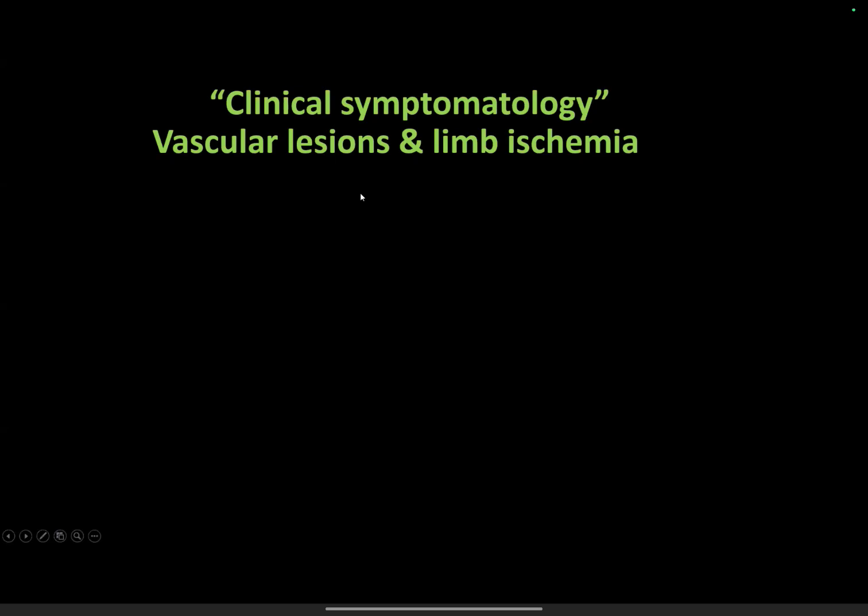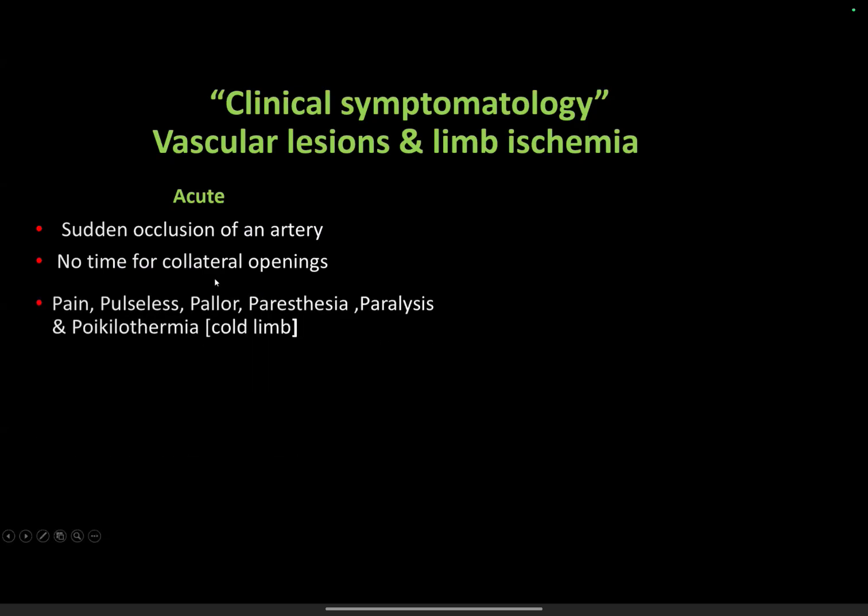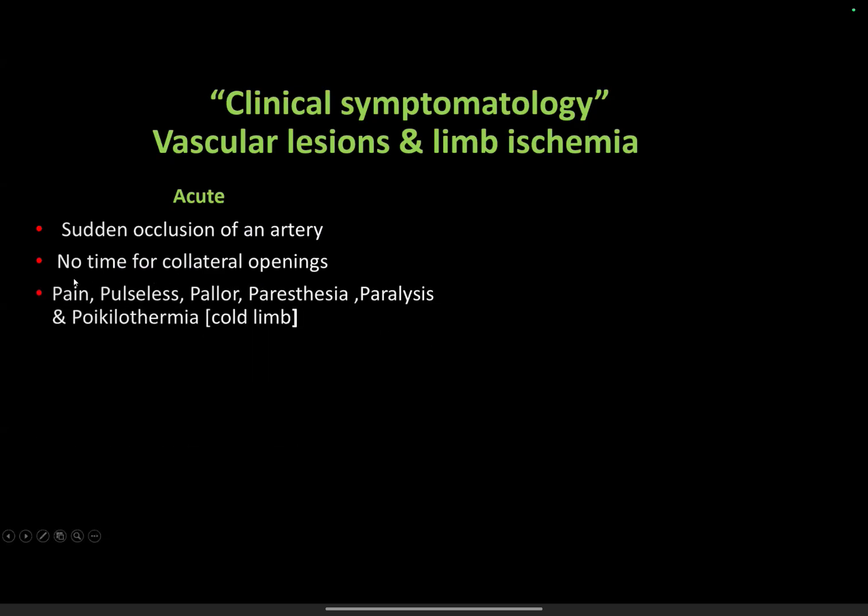A bit about clinical symptomatology for vascular lesions and limb ischemia. There can be acute onset of symptoms in which there is sudden occlusion of the artery, no time for collaterals to settle, so there is abrupt onset of pain, the limb is pulseless, pallor, paresthesia, paralysis, and poikilothermia, that is the cold limb.